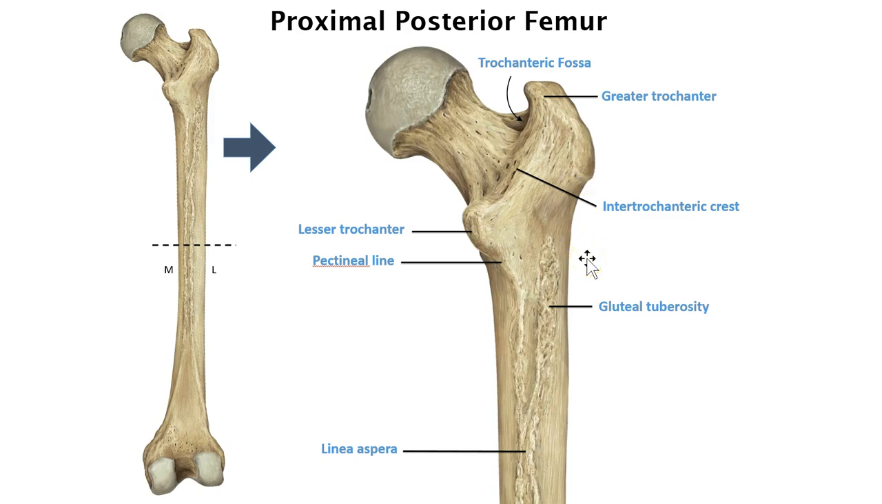The gluteal tuberosity, right in this region, is a roughened area, of course lateral to this pectineal line that's the attachment for the gluteus maximus. And once again, we'll see muscles attached into the linea aspera, particularly the biceps femoris short head muscle.